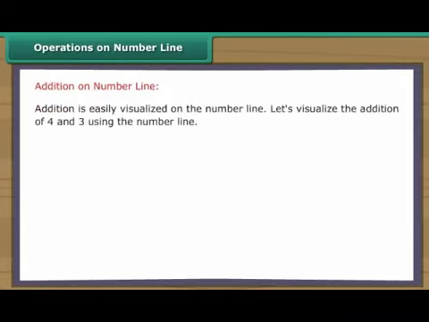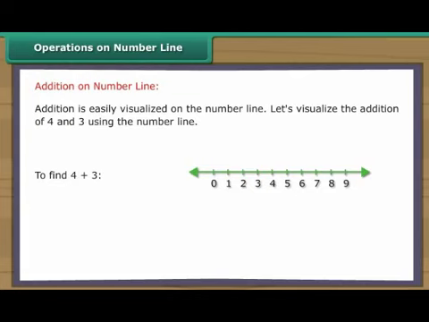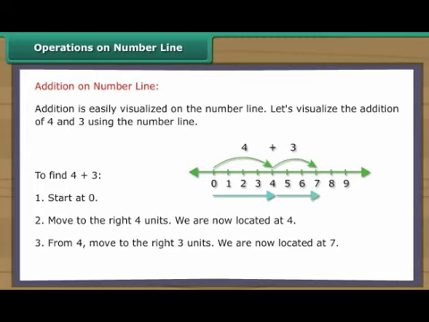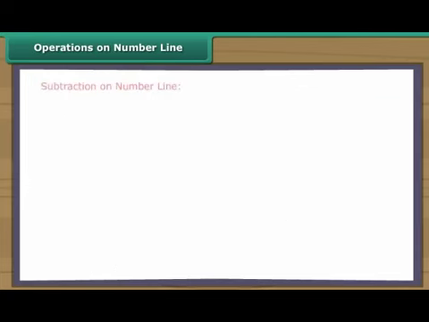Operations on number line. Addition is easily visualized on the number line. Let's visualize the addition of 4 and 3 using the number line. To find 4 plus 3: 1. Start at 0. 2. Move to the right 4 units. We are now located at 4. 3. From 4, move to the right 3 units. We are now located at 7. Thus, 4 plus 3 is equal to 7.